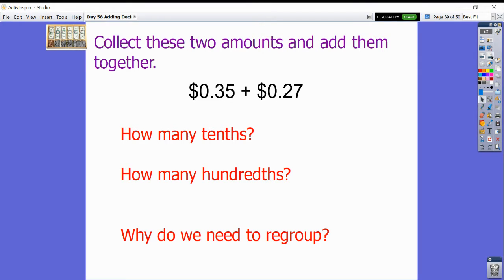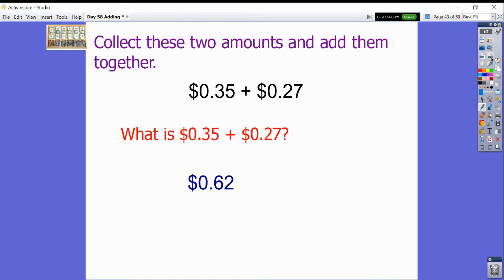Well, let's see. I have 5 tenths. Oops. 3 plus 2 gives me 5 tenths, and I have 12 hundredths. Oh no, 12's too big. I can regroup 10 of those hundredths to make another tenth. So 12 hundredths, I can pull out 10, so that would leave me with 2 left over. And if I'm giving those 10 pennies to equal another dime, I end up with 6 tenths. We need to regroup because the number 12 just won't fit in that place value.